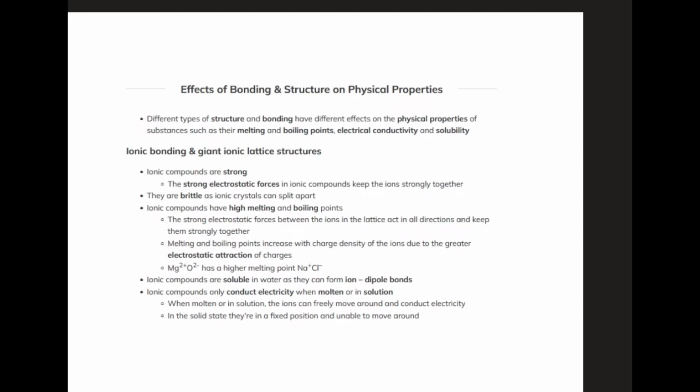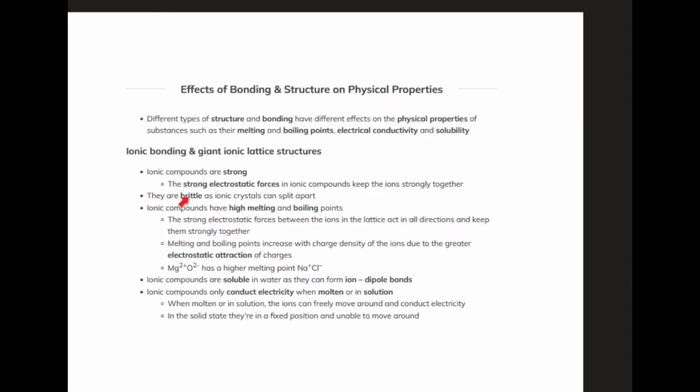Okay, let's see here. Ionic bonding and giant ionic lattice structures. The strong electrostatic forces in ionic compounds keep the ions strongly together. So positive and negative ions are holding. The attraction between positive ion and negative ion is the electrostatic force. They are attracting and held together because of the attractions.